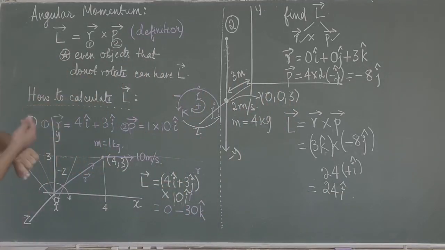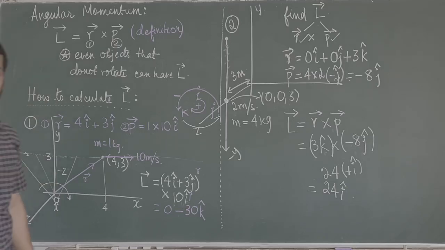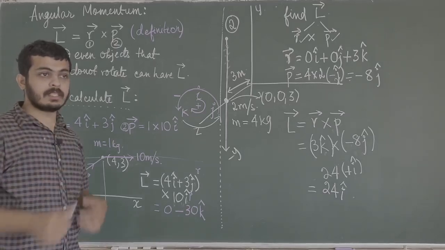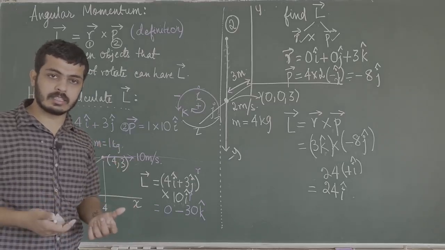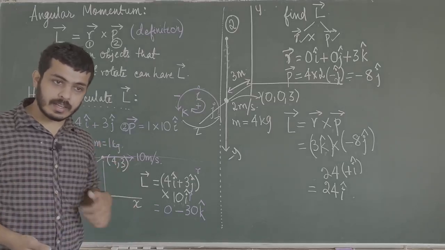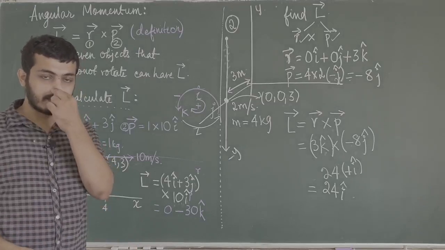So this is how you calculate angular momentum even for objects that are not rotating. Deliberately I chose an object that is not rotating, and I showed you how to find out the angular momentum. Angular momentum is a matter of definition. Keep this in mind, I'm repeating it so many times. It is not something that is naturally there. It's not like mass, it is not like force, it is not like energy. It is a definition. We define angular momentum to deal with objects that are rotating.